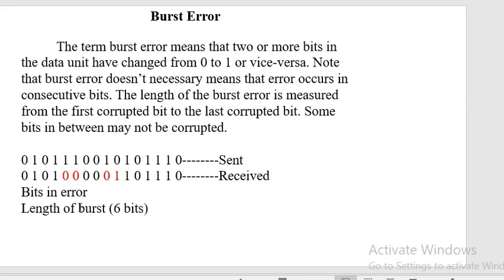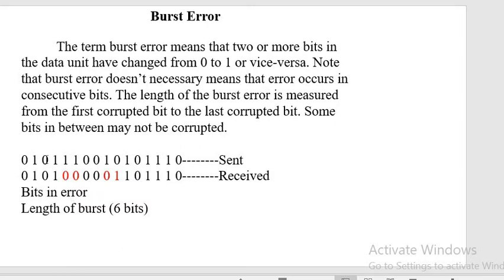Next, what is a burst error? That is more than one bit corrupted in our data. It is called the burst error. The term burst means that two or more bits in the data unit have changed from 0 to 1 or vice versa. Note that a burst error doesn't necessarily mean that errors occur in consecutive bits. The length of the burst error is measured from the first corrupted bit to the last corrupted bit. Some bits in between may not be corrupted.